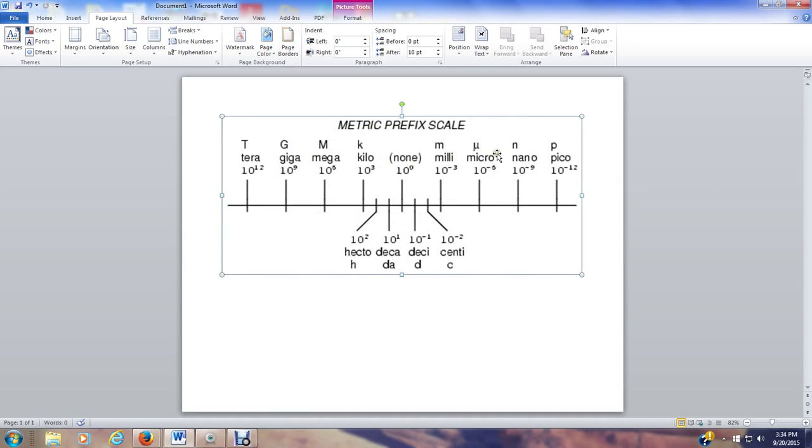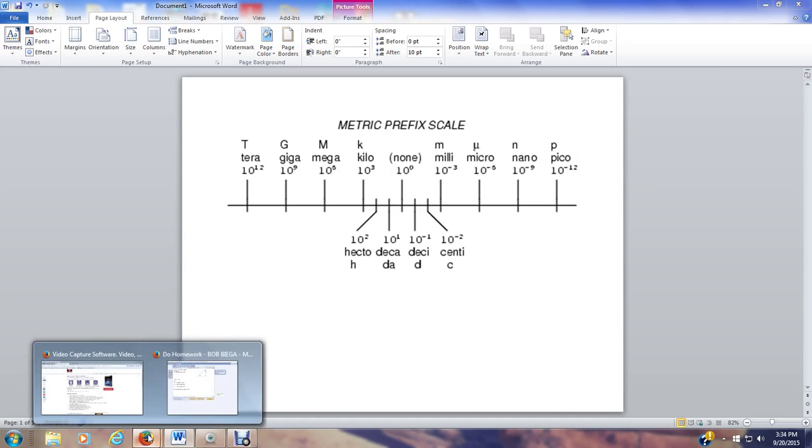The other thing is when you move to the left, you move the decimal to the left 3 places for every one prefix you move to the left. So if I go from nano to milli, that's 2 prefixes to the left, which means I move the decimal in the number 6 places left. Okay, so that's one thing I wanted to talk to you about.